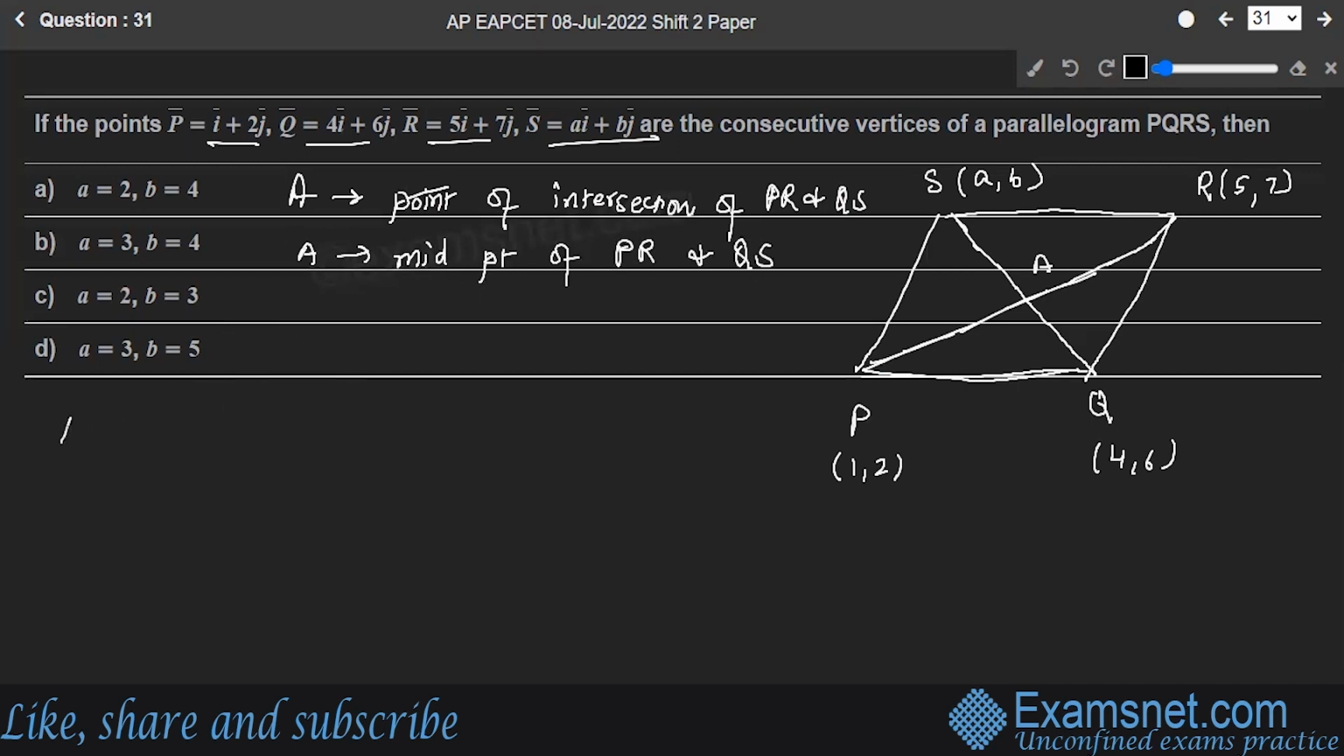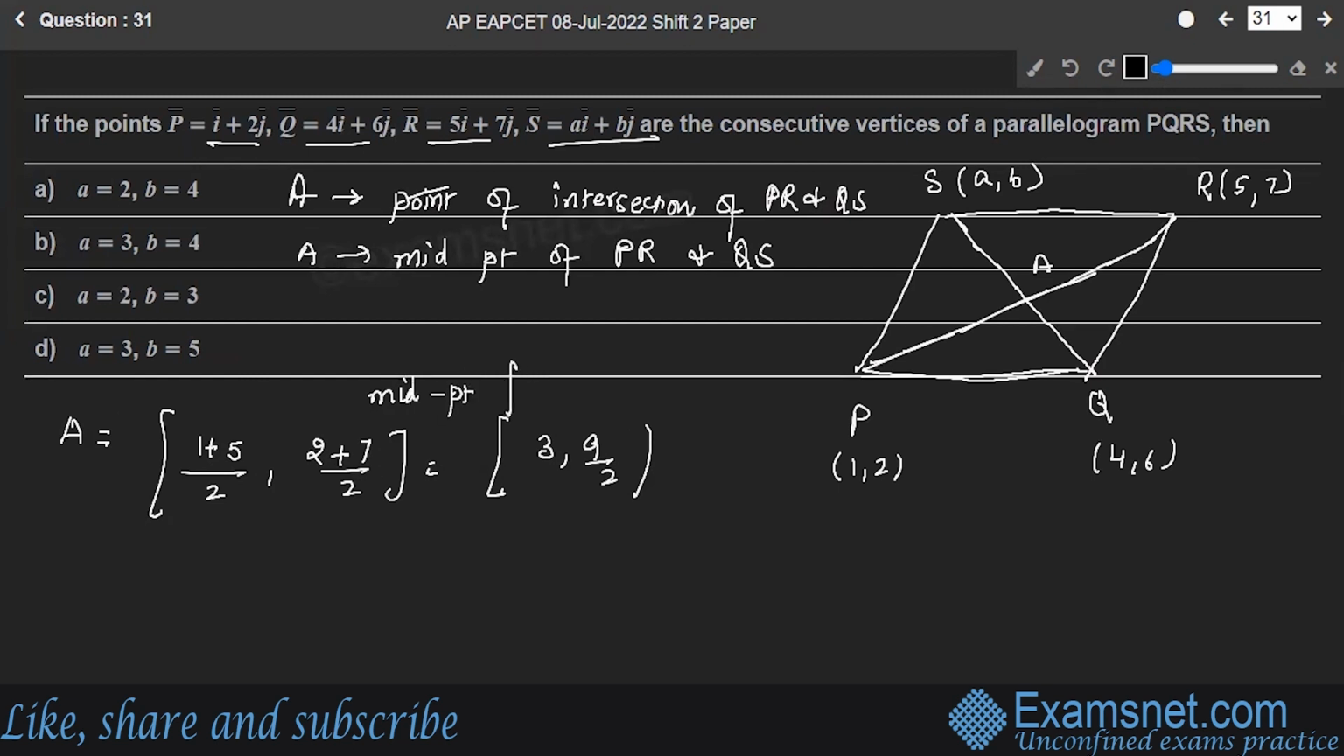Now let's find out A. A will be given by 1 plus 5 upon 2, 2 plus 7 upon 2, which is equal to 3, 9 by 2. Now, this is why I have applied the midpoint formula. Also, another thing, let's verify if I'm taking QS. A is equal to 4 plus A upon 2, 6 plus B upon 2, which is equal to 3, 9 upon 2.